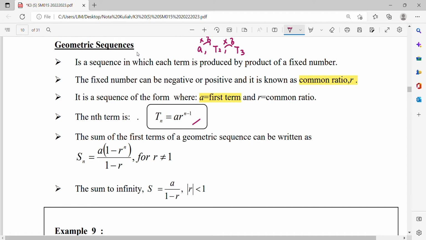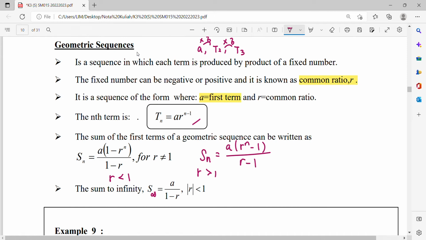Alright, we have two formulas here. Where your R is less than 1, we use this. Where your R is more than 1, we will use A(Rn minus 1) over R minus 1. Alright, so take the notes down. And then we have the sum to infinity. It will be equal to A over 1 minus R.